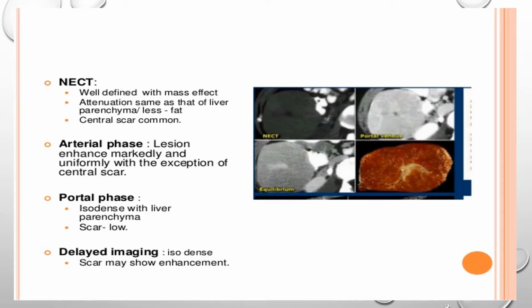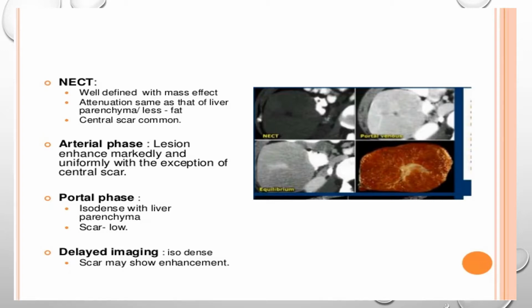In delayed imaging, again, there's a washout in the main part, but the scar shows enhancement. So the left bottom is the delayed phase, not the portal venous phase, because it shows the scar enhancement along with the washout in other parts of the lesion. The right bottom is the pathology specimen showing the scar.